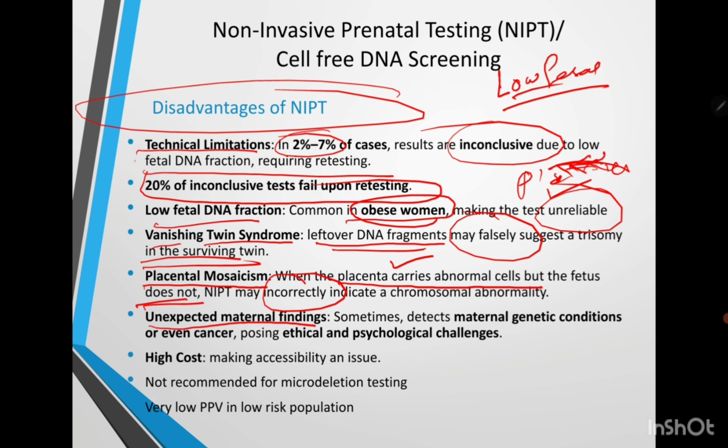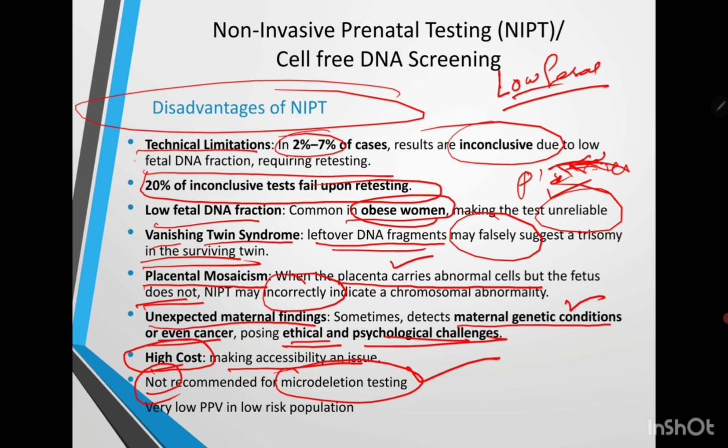Unexpected maternal findings. Sometimes it will detect maternal genetic conditions, or even maternal cancers, and there will be ethical and psychological challenges. Cost is high because this test is expensive, making accessibility an issue. It is not recommended for microdeletion testing; microdeletions are not detected. Very low positive predictive value in low risk populations. If it is low risk, there will be very low positive predictive value.